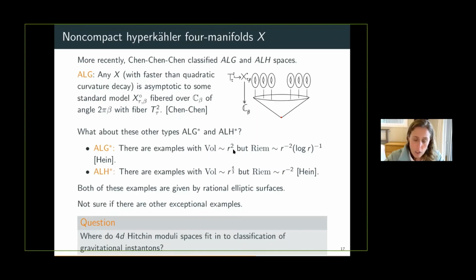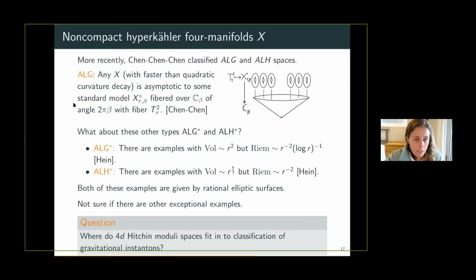They have volume growth like r squared, but they have slightly slower, not quite the curvature decay that you want. And then there are these weirder ones, ALH star, that have the right curvature decay, but they're right at r to the -2, so not r to the -2 plus epsilon. And they have this volume growth like r to the four-thirds.